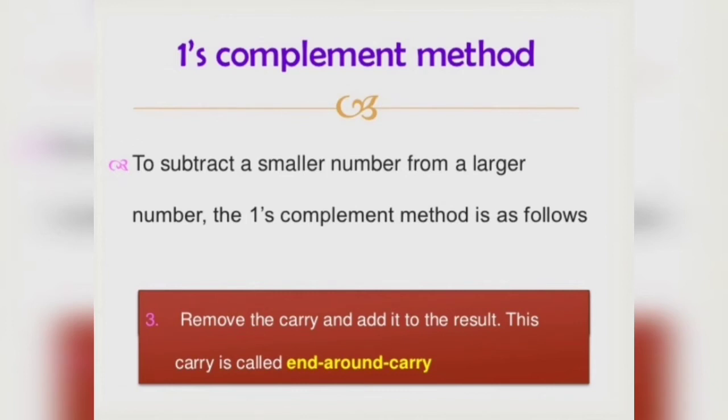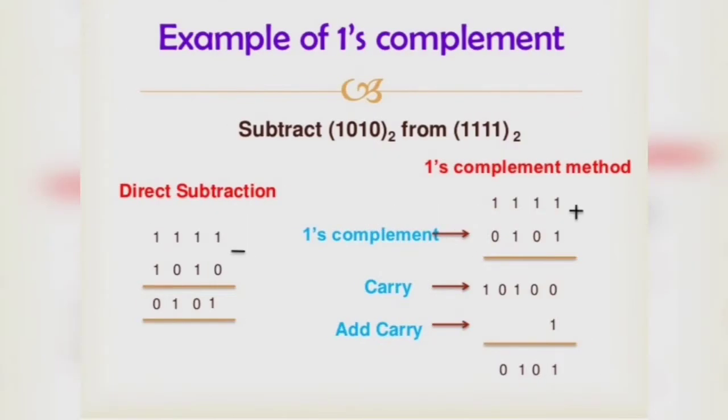1's complement method. To subtract a smaller number from a larger number, the 1's complement method is as follows. Remove the carry and add it to the result. This carry is called end around carry.